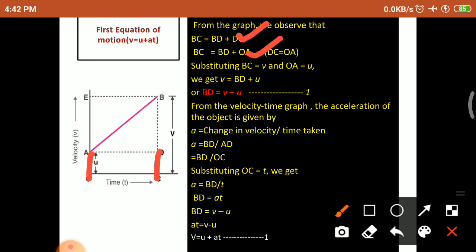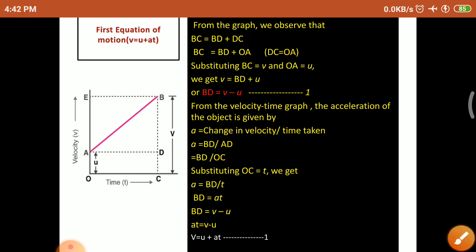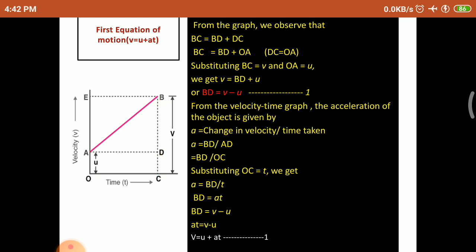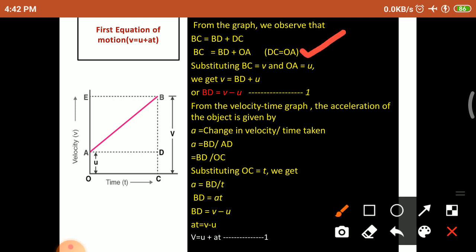Substituting the BC value and OA value: in the graph, BC is the final velocity v and OA is the initial velocity u. So in this equation we substitute BC as v and OA as u. Then we know that BD equals v minus u. This is equation number 1.